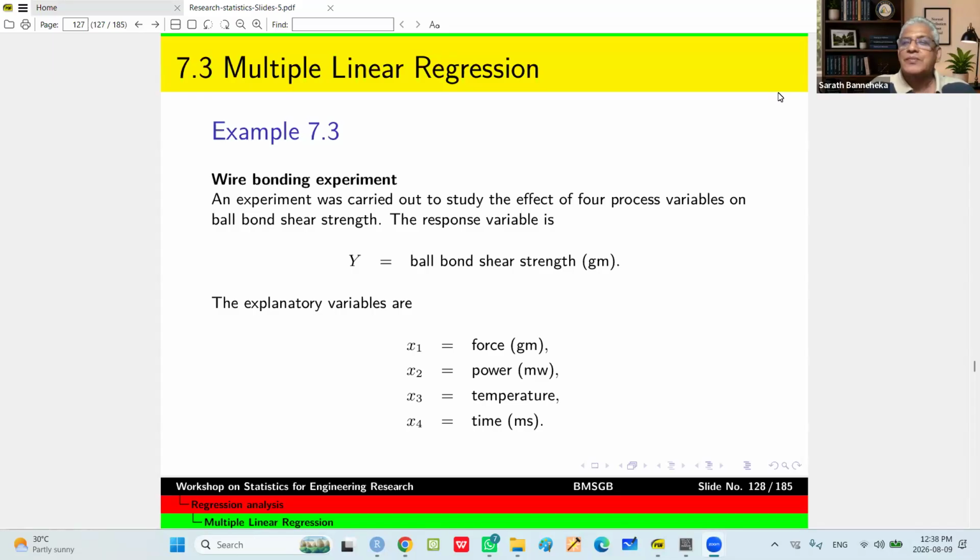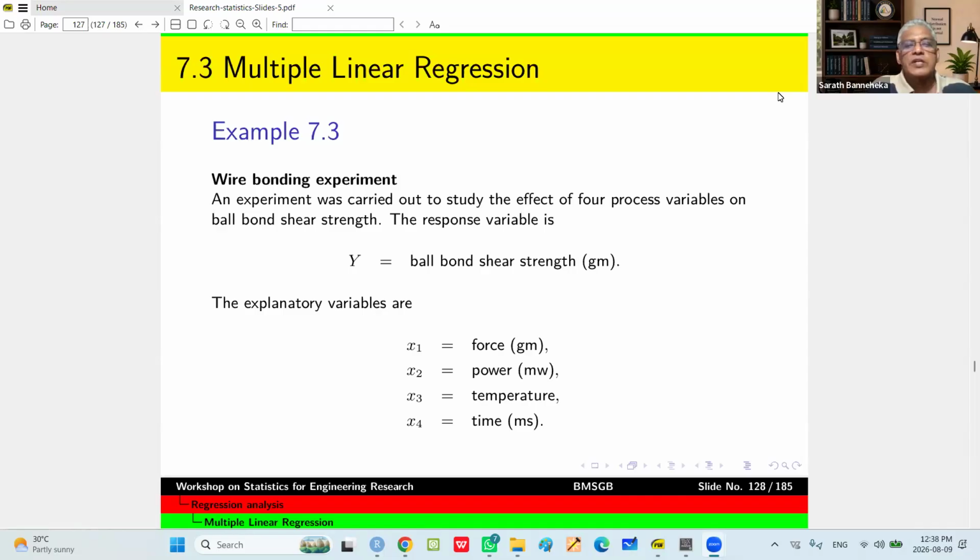Hello everyone, welcome to this video on multiple linear regression. Here I'm going to look at one example related to an engineering experiment. It's called the wire bonding experiment.